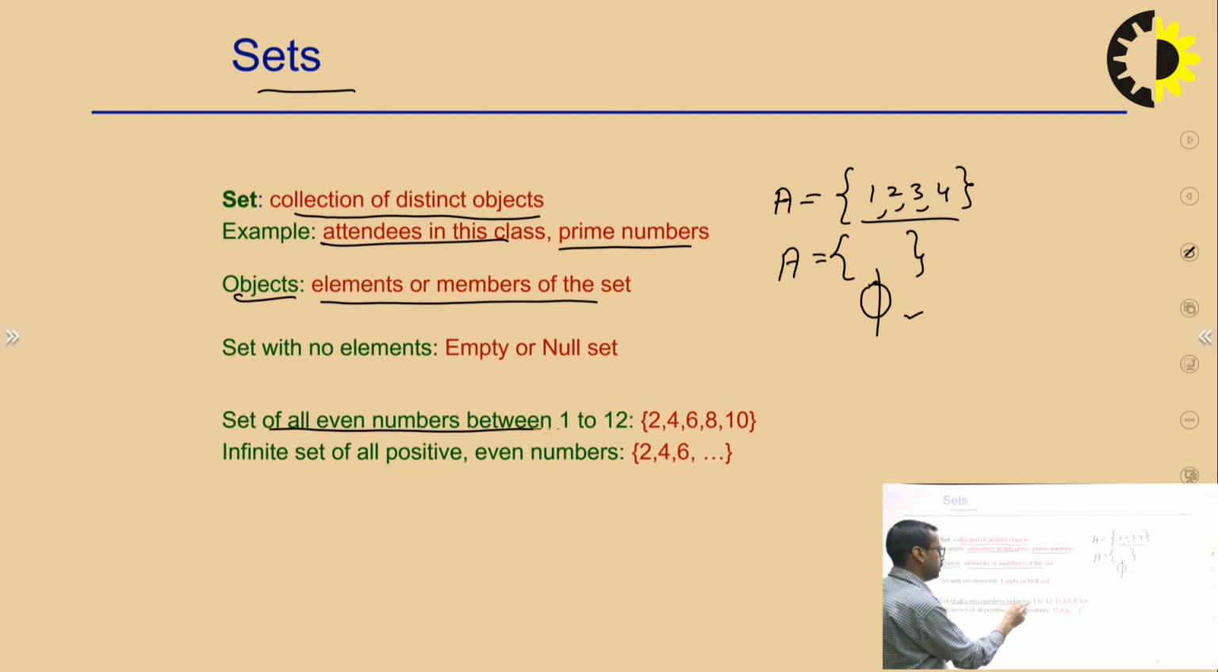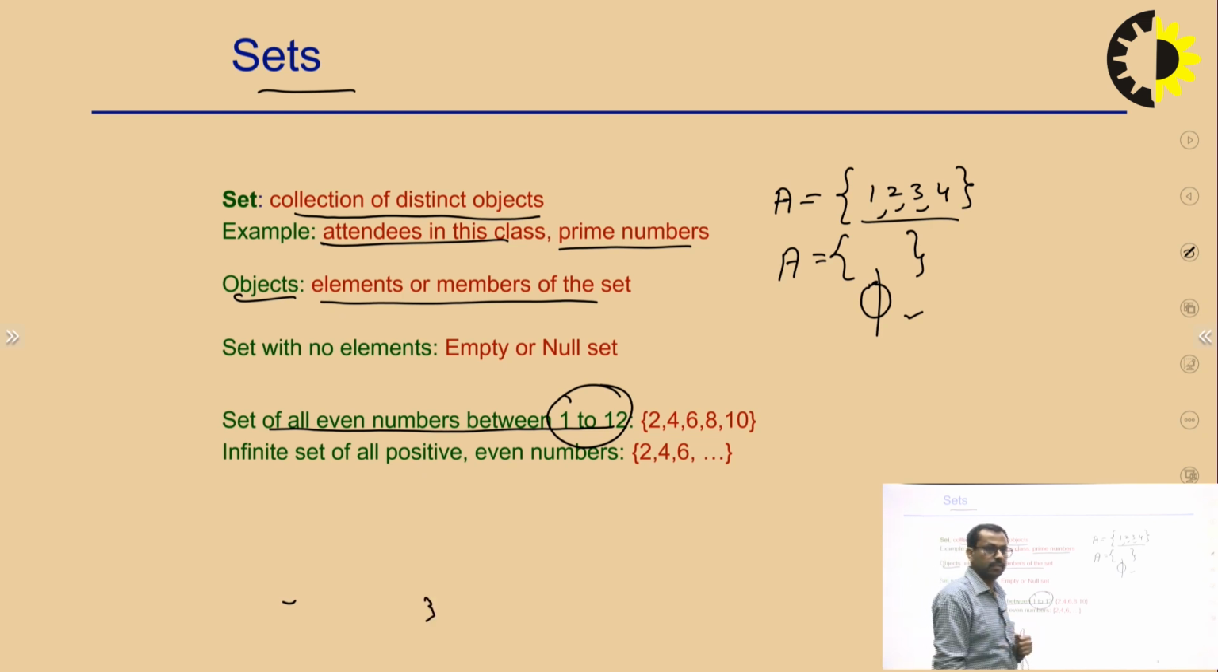The set of all even numbers between 1 to 12 is also a set: 2, 4, 6, 8, 10 that exist in the range 1 to 12. This is also a set. All the elements that we consider in a set, we represent within brackets. This is the symbol to represent the set elements.